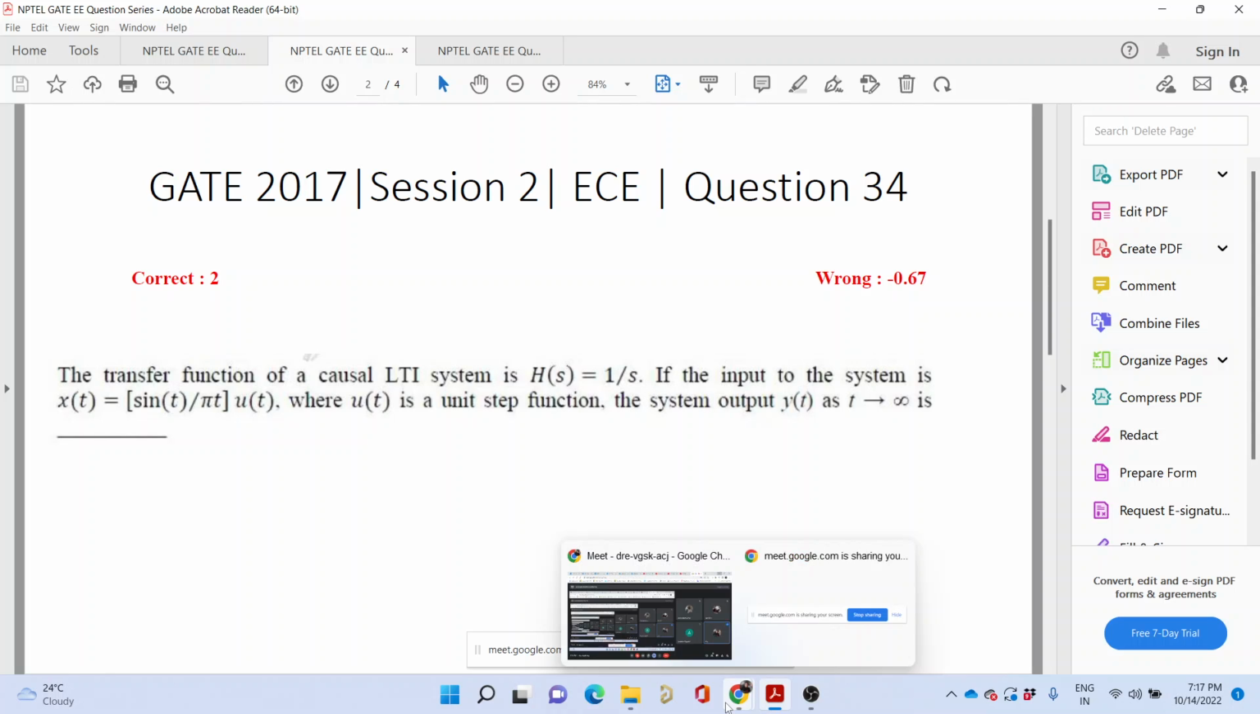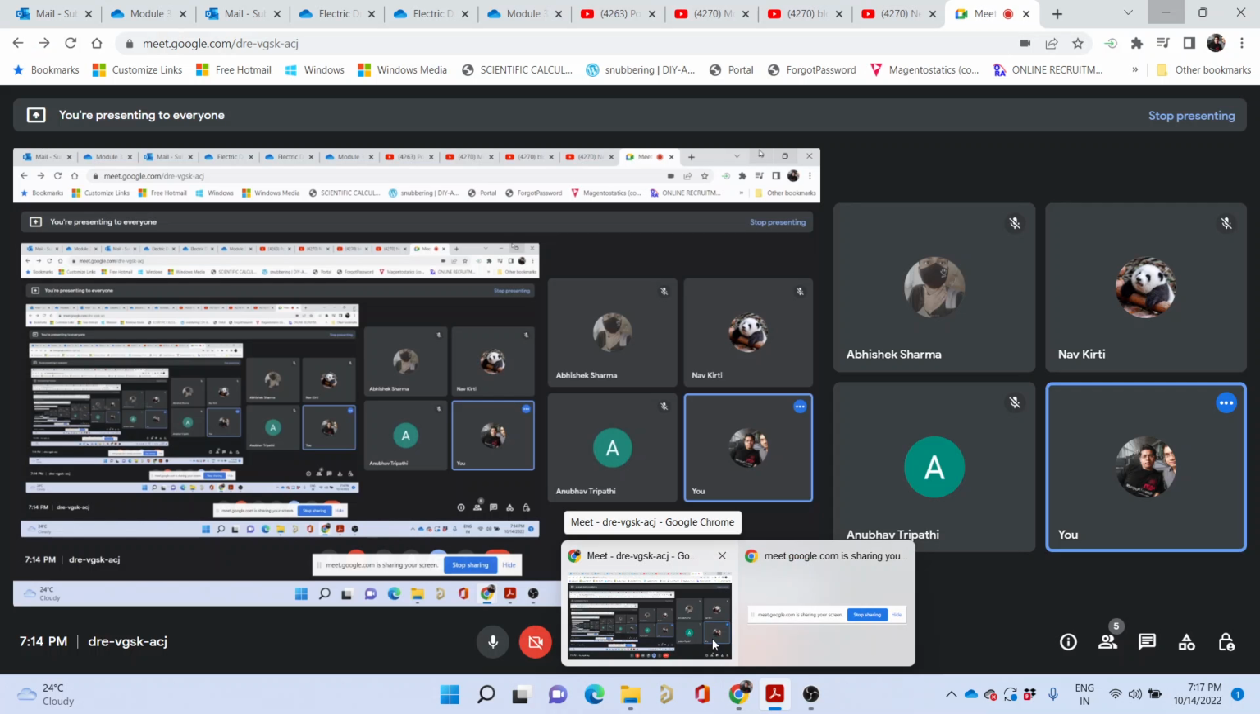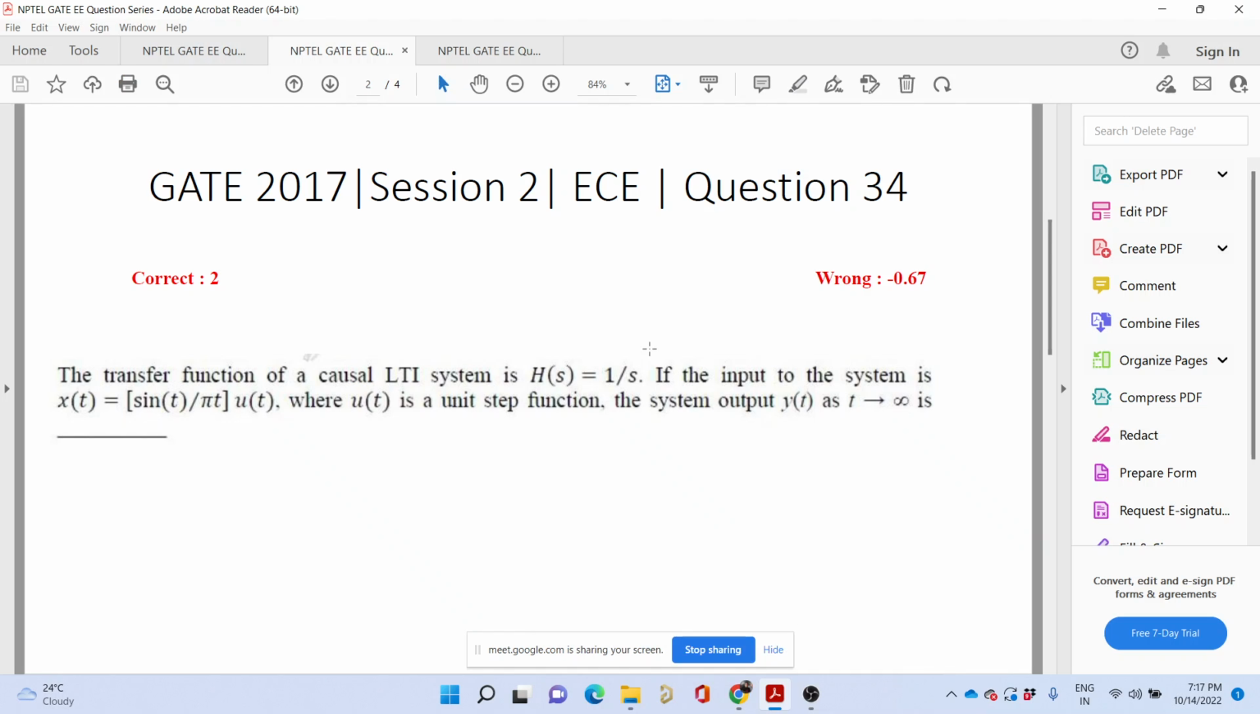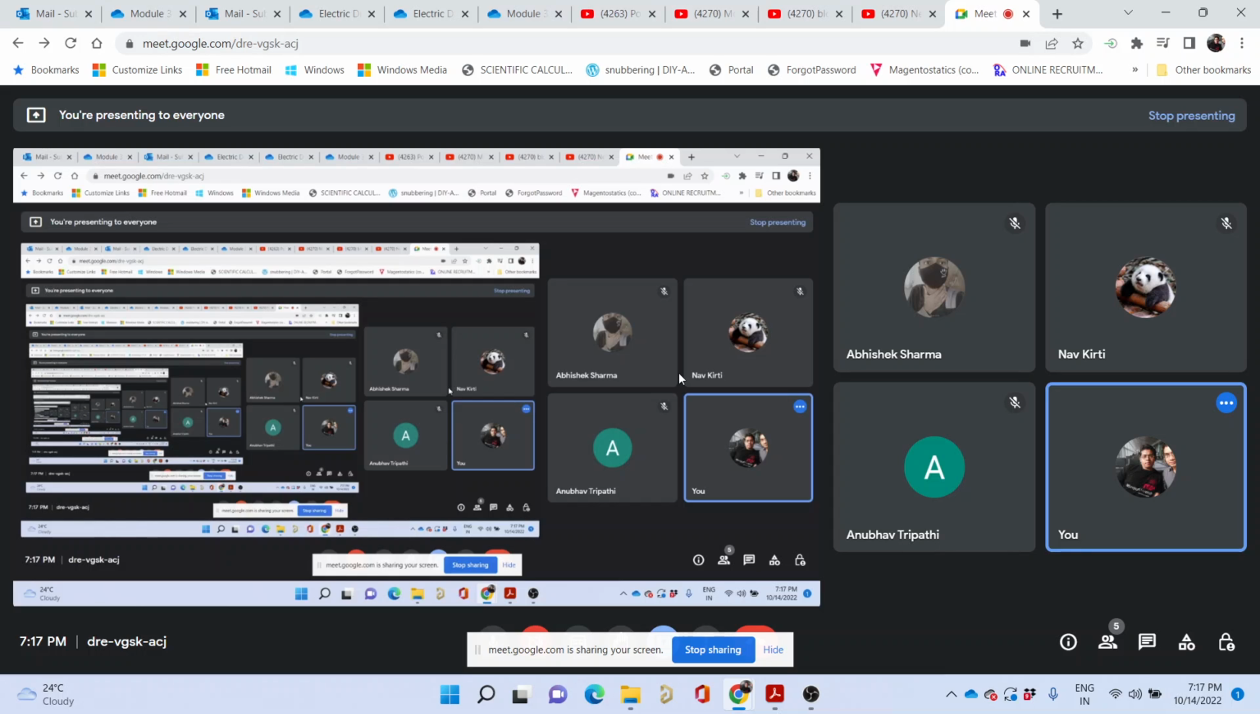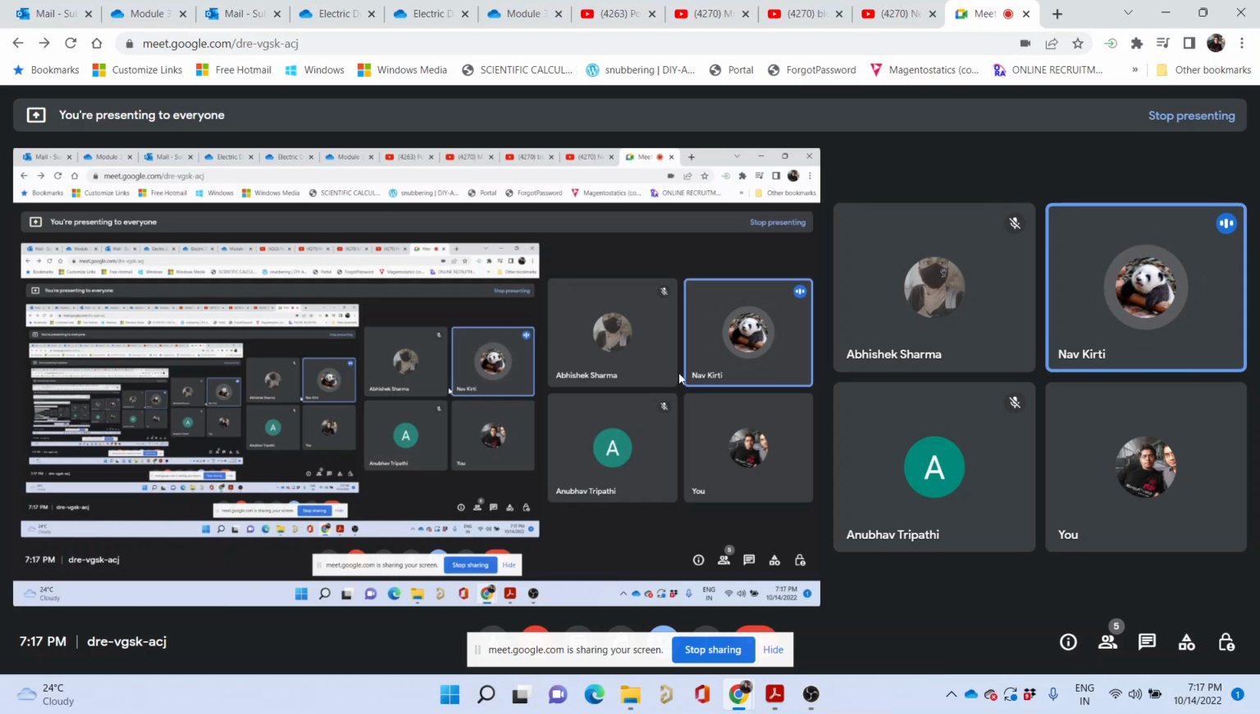Okay, it's already 7:17. I've given enough time now, Kirti. Just tell me, how are you approaching the sum? So Y(s) divided by X(s) is equal to the transfer function. The transfer function is given as 1 by s. So I'm taking the Laplace transform of x(t), then after getting that, I'll take the inverse Laplace of it.